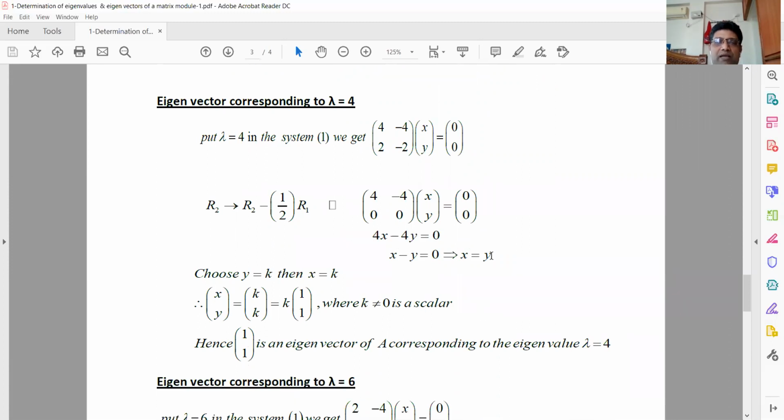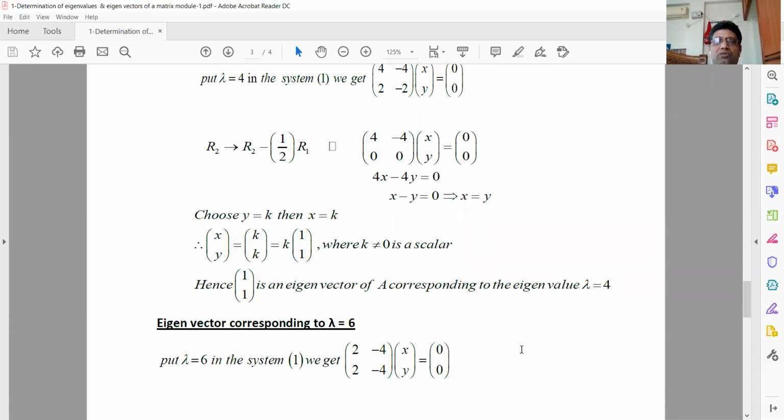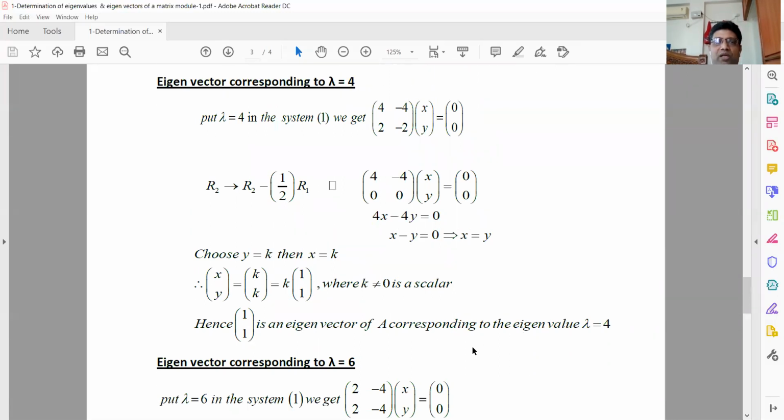So I am choosing y equals k. If I choose y equals k, then I will get x equals k. So x y is k, k. If I pull this k outside, 1, 1, where k is not equal to 0, which is a scalar. If I choose k as 1, I am going to get the first eigenvector corresponding to the eigenvalue lambda equals 4. The same procedure we have to do for lambda equals 6.